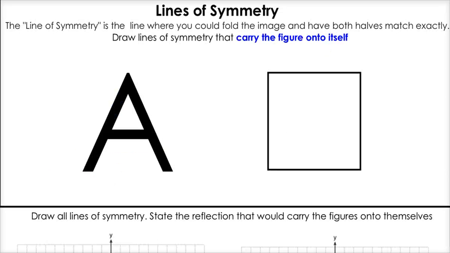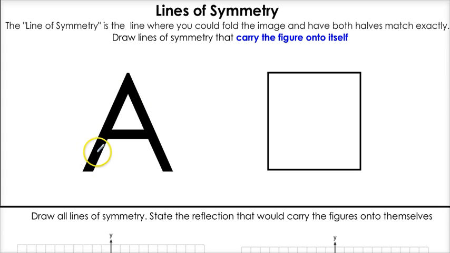Now this one is a line of symmetry. The last time we talked about rotations, this is more about a reflection. All right? And a line of symmetry is a line that you could fold the image and have both halves match exactly, right? Like mirror images of itself. All right? So for these two, we're going to draw the line of symmetry that we could fold it and it would carry onto itself.